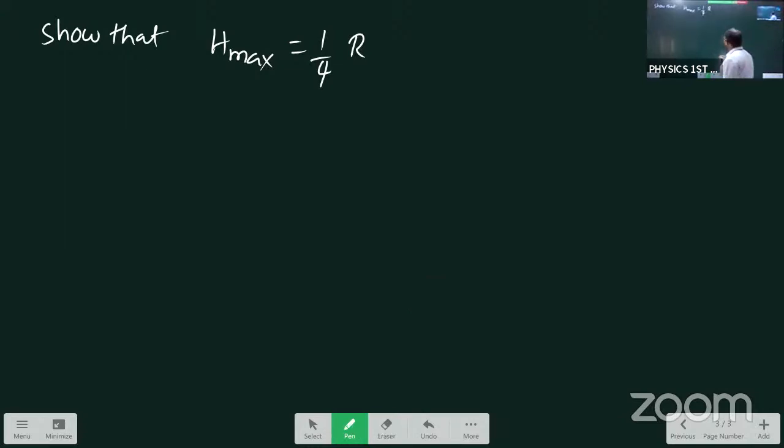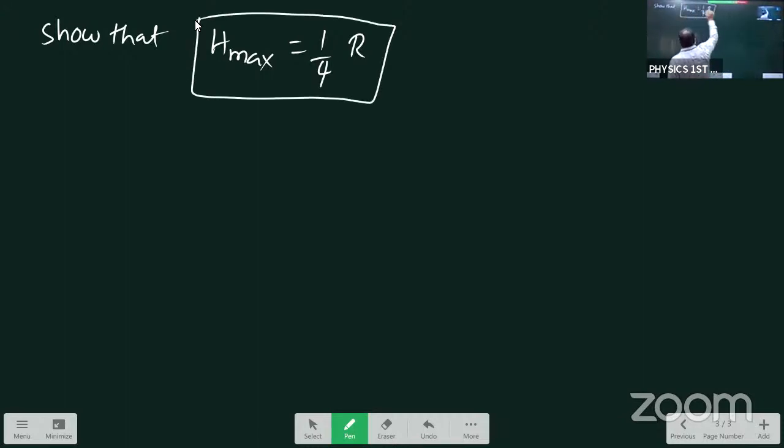H max equals 1/4 of range. For what is the projection angle? 45 degrees. This is the only question, exactly according to our textbook: show that for a body projected at 45 degrees, the maximum height is 1/4 of range. H max equals 1/4 of range for 45 degrees.